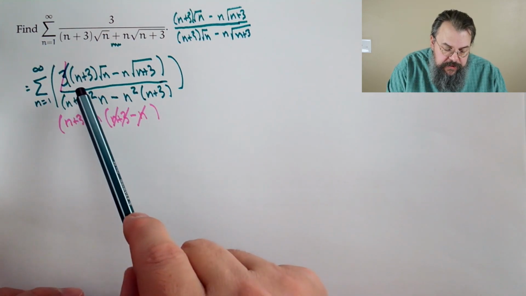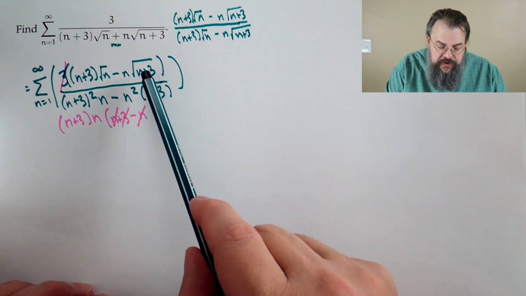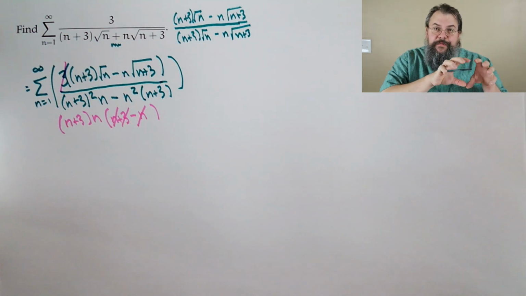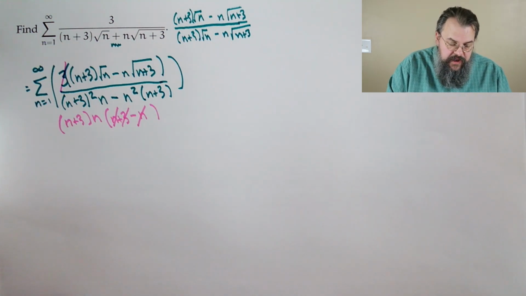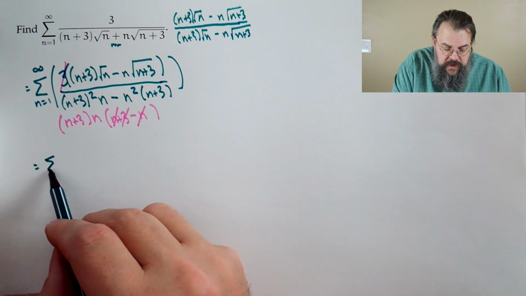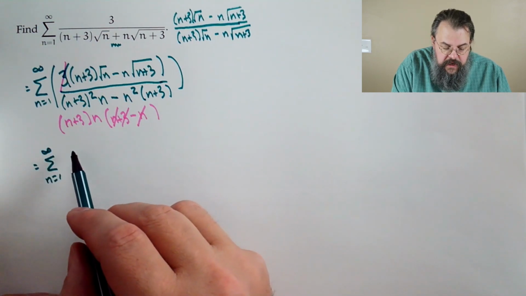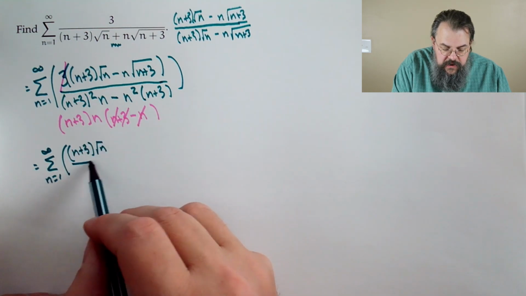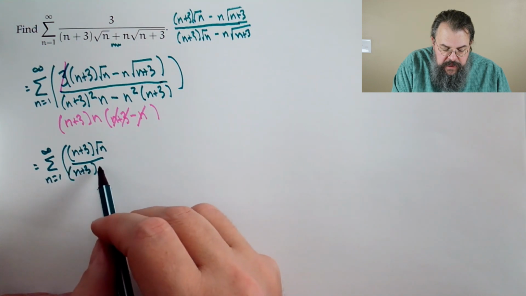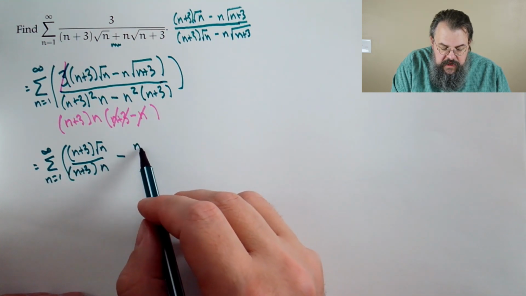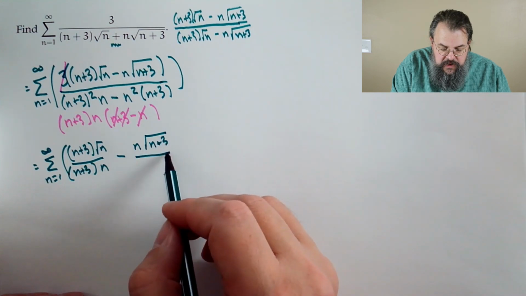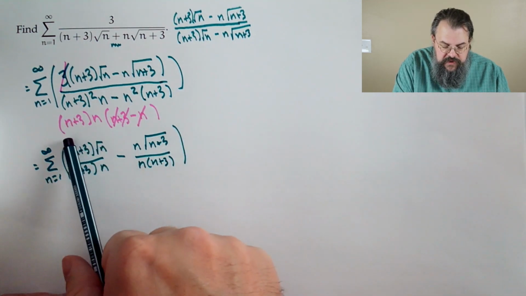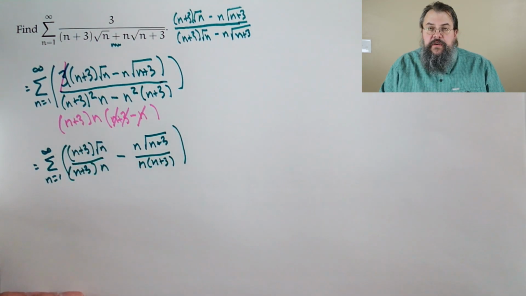Well, we now have this expression n plus 3 root n minus n over root n plus 3 all over n plus 3 times n. Now for telescoping, we really like to say something minus something. So we're going to split it into two pieces. So this is going to be the sum from 1 to infinity of, well, n plus 3 times root n over n plus 3 times n, and then minus n times square root of n plus 3 over n times n plus 3. All right, so n plus 3 times n. Here it's the same thing, just written in different order.